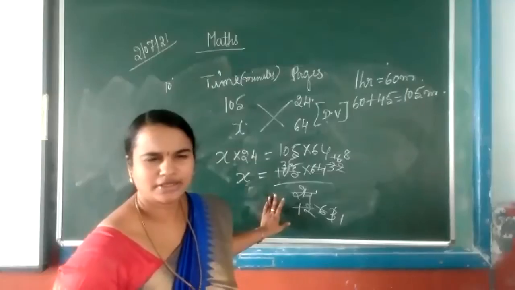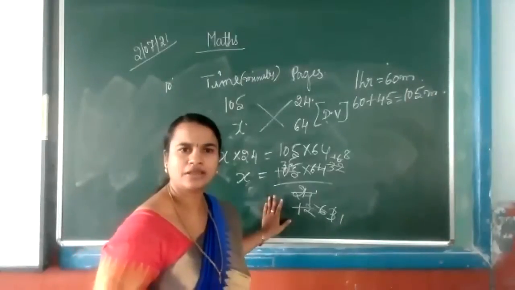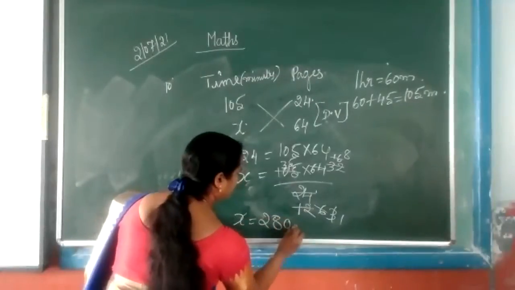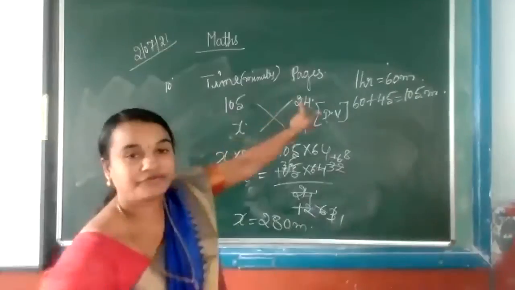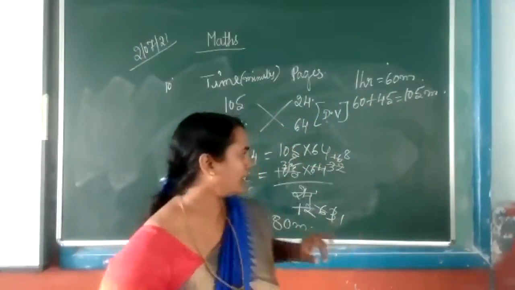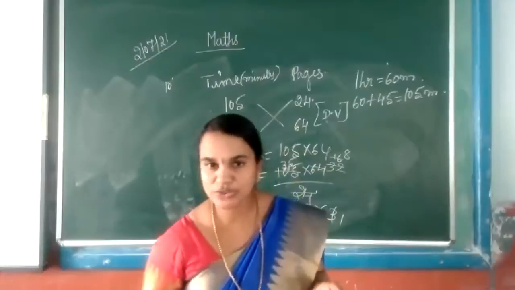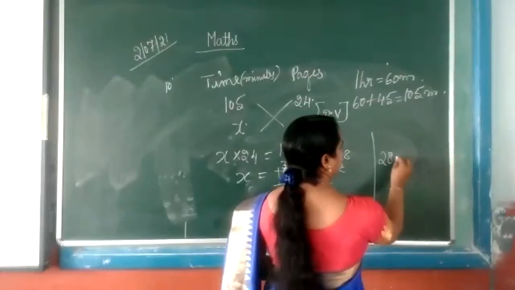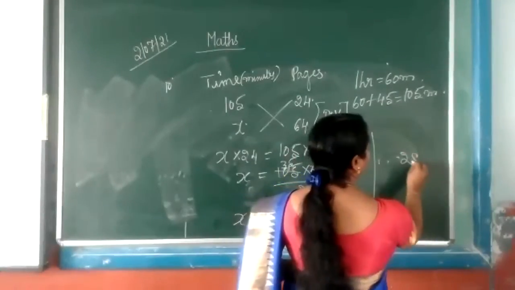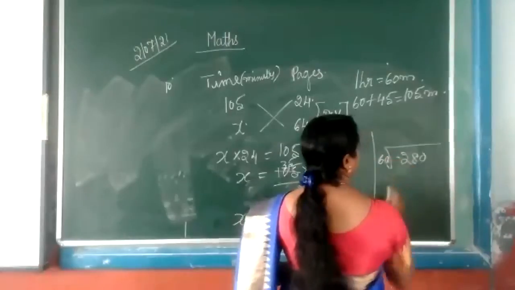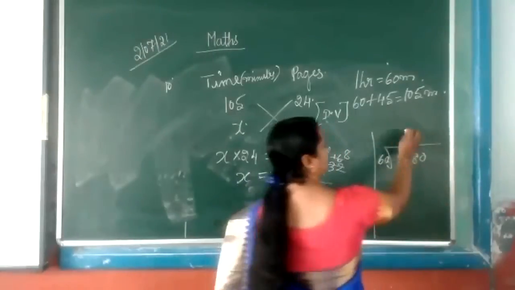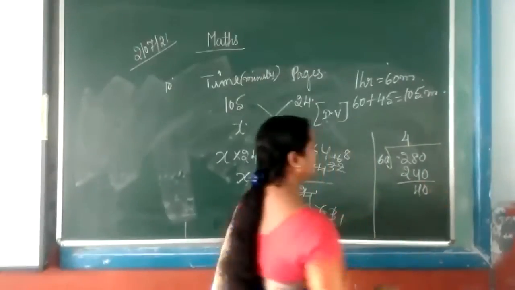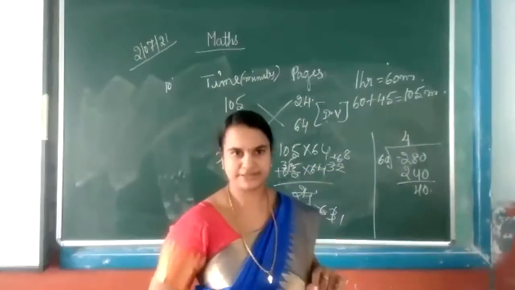Thirty-five into 8, 35 x is equal to 280. Yes, x is equal to 280. That is the minutes. But we have to write it in hours. So what do we have to do? 1 hour equals 60 minutes, that we know. So that 280 we have to divide by 60. 240, so 40. That means 4 hours 40 minutes.